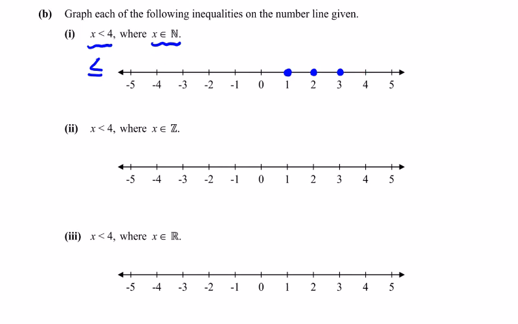X is less than 4, and it's an element of integers, so less than 4 can only be 3, 2, 1, 0, -1, -2, -3, -4, -5, and then I just put an arrow and color it in to say it continues going in that direction. We can put the arrow anywhere along the line. I could put it at -1, I wouldn't need to color in the rest.